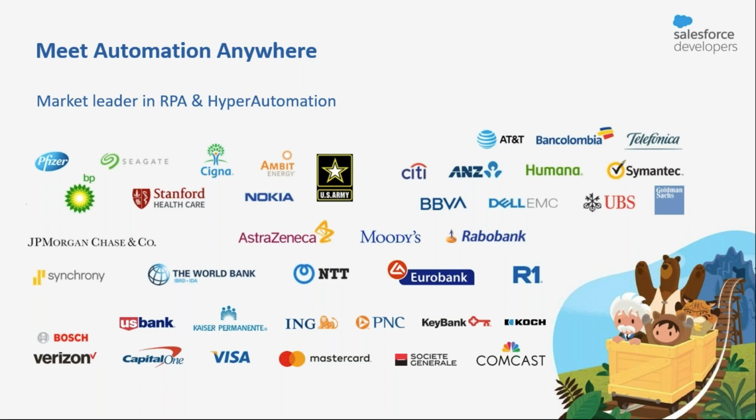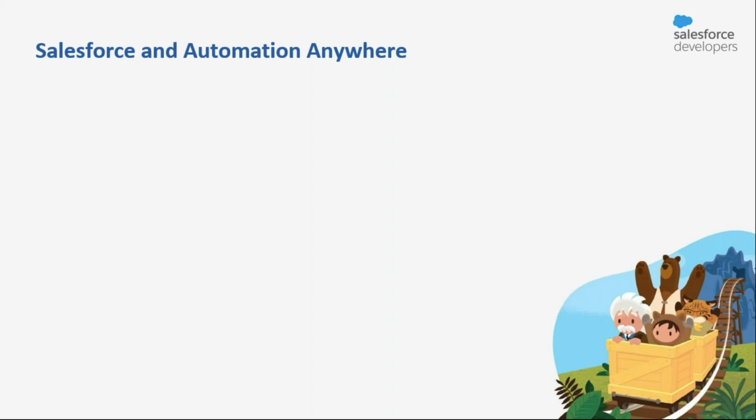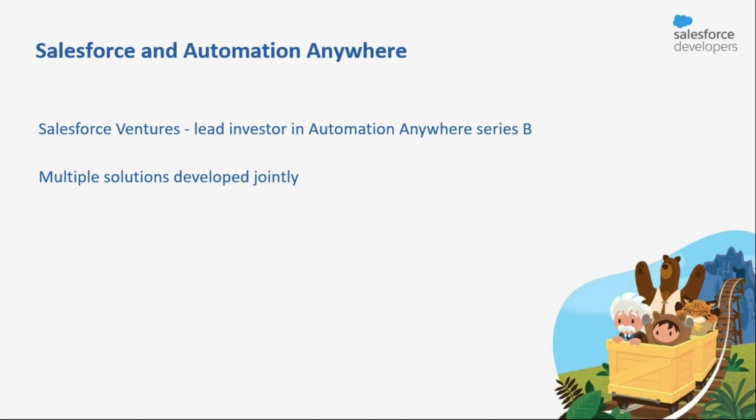Now, let's look at how Salesforce and Automation Anywhere are coming together. To add a single point about the strategic relationship between Automation Anywhere and Salesforce, Salesforce Ventures is a lead investor in Automation Anywhere's Series B funding. So with this relationship, there are multiple solutions being developed jointly. Let me just give you one example, a connector. There is a Salesforce connector with which you can kick off the RPA bots directly from the Salesforce platform.